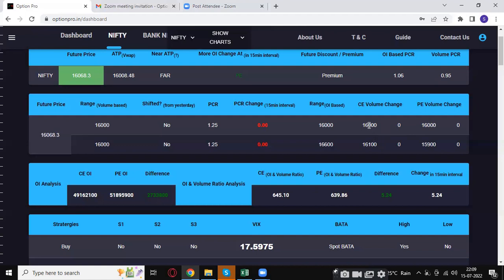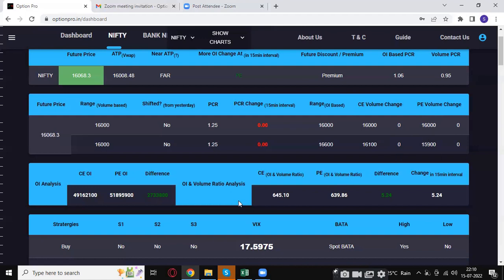If the call range is 16,000 and more volume change is happening at 16,100, then it is a positive sign, because more change is happening on the upside of the strike price, right? 16,100. Similarly, on the put side, if more change is happening on the upside, there is a high chance that Nifty can go up. So it's just the positive side.